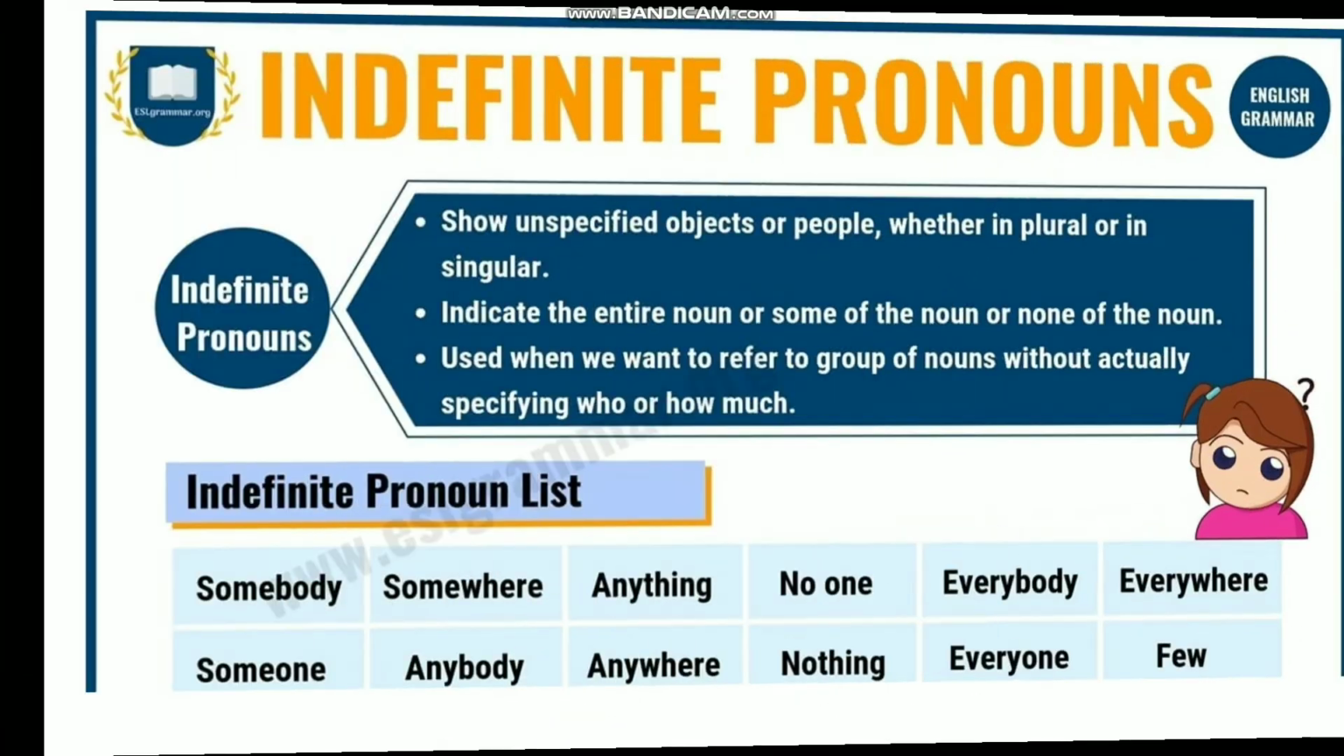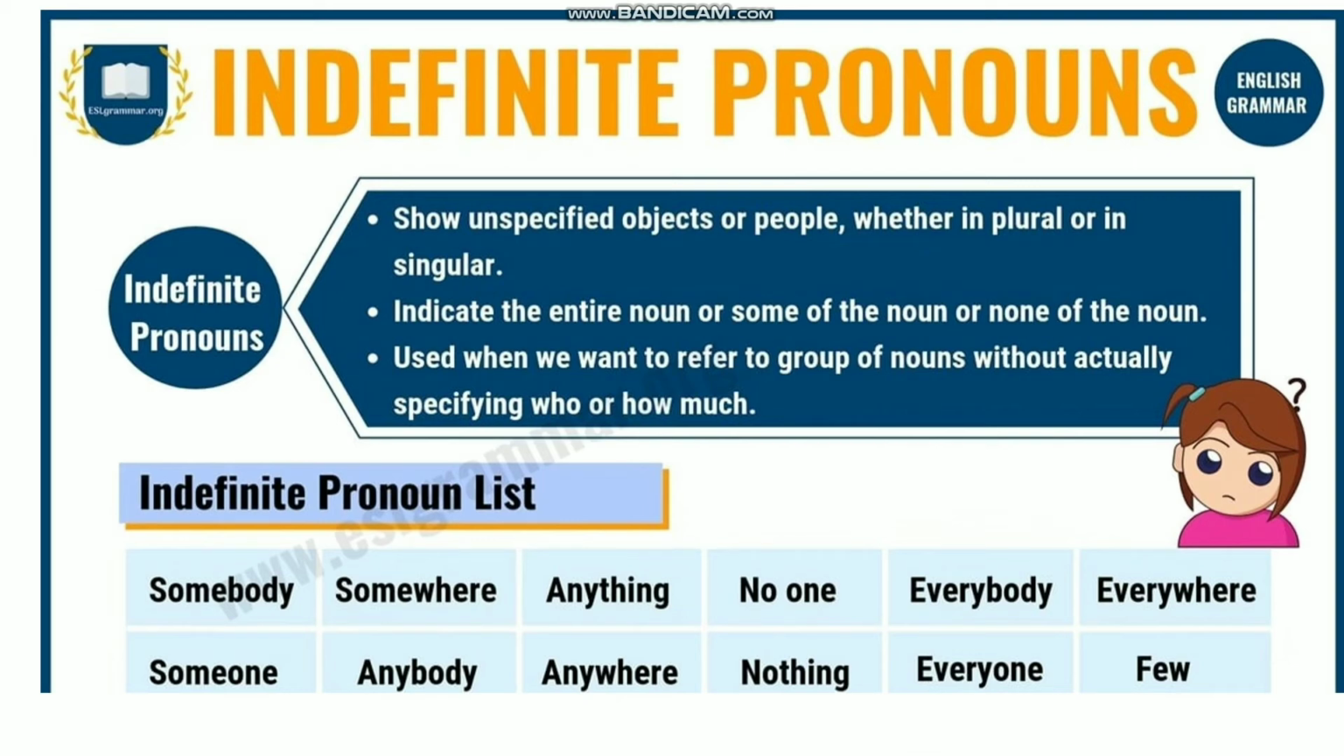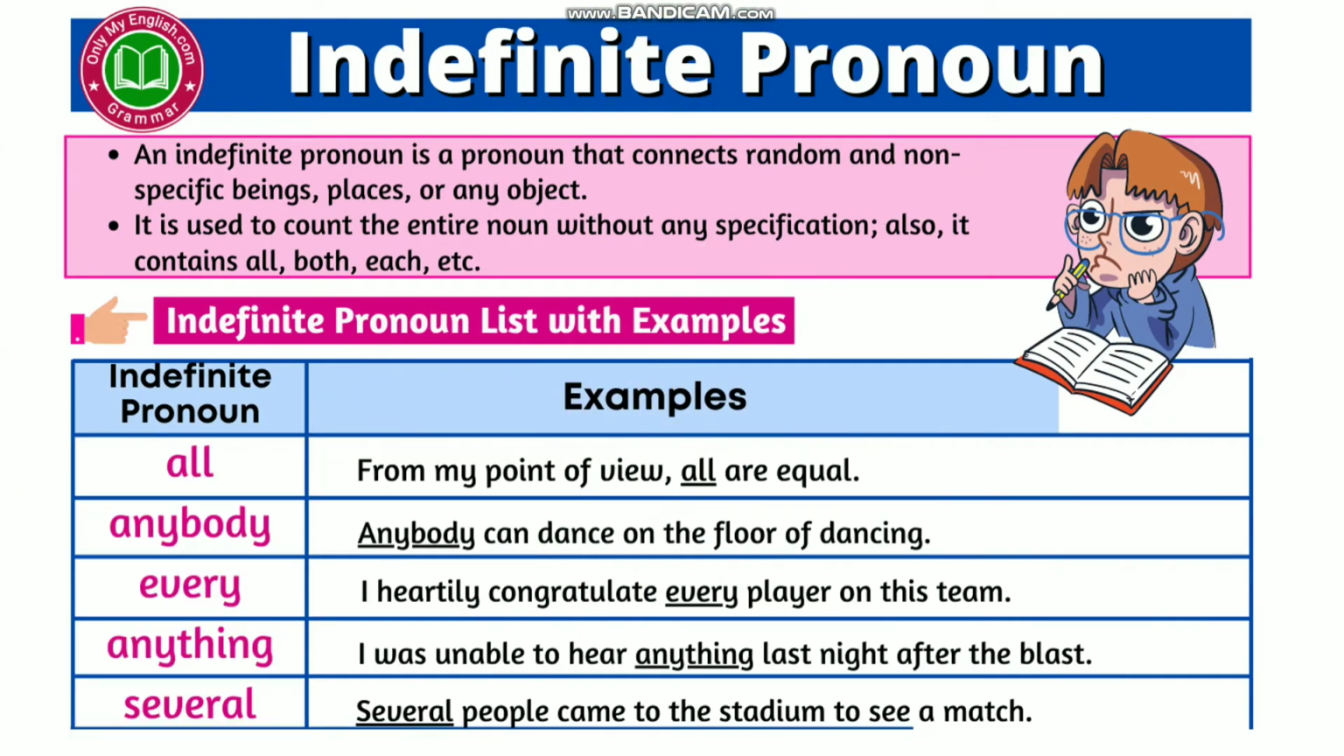Indefinite pronouns. Indefinite pronouns refer to persons or things in a general way, but do not refer to any person or thing in particular. They are therefore called indefinite pronouns. The indefinite pronouns include somebody, somewhere, someone, anybody, everyone, all, anything, several, etc.